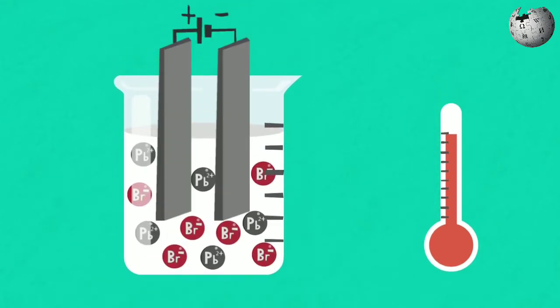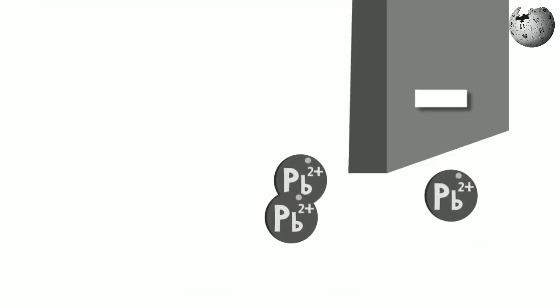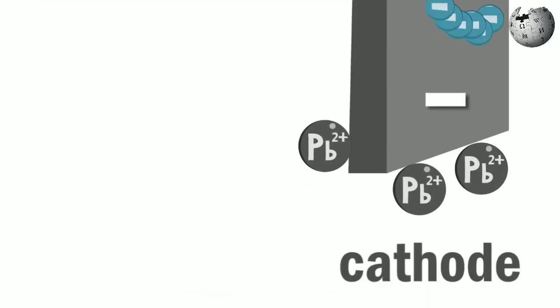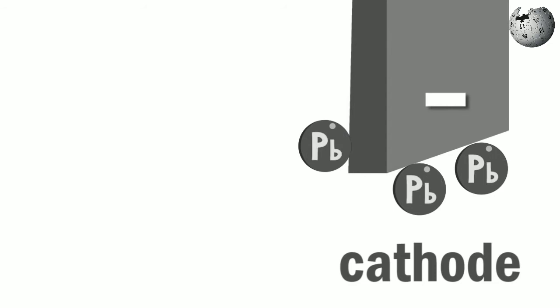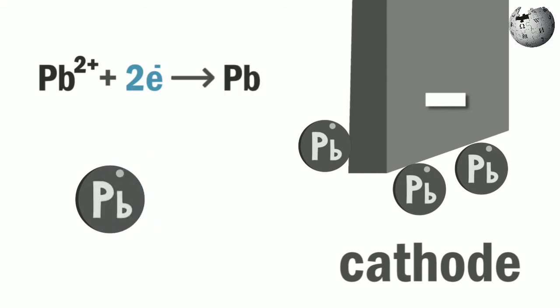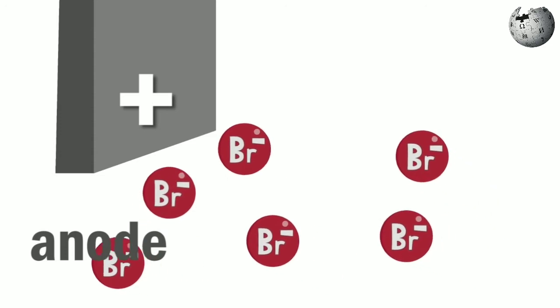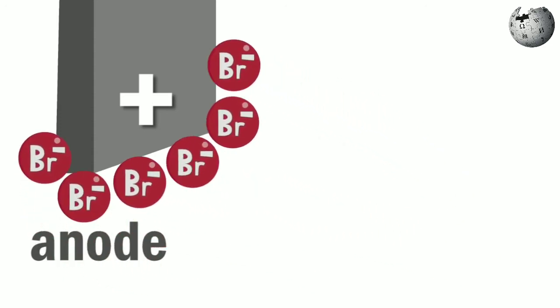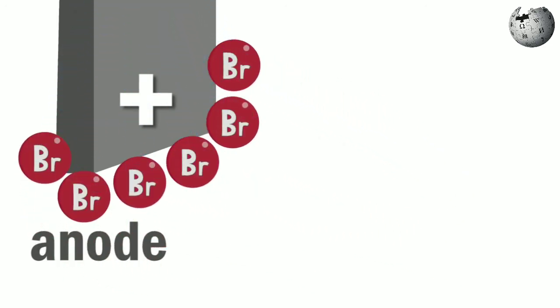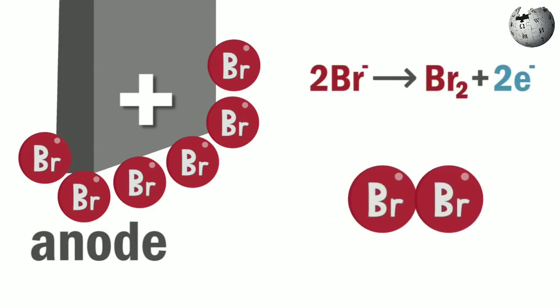When the electrodes are connected to a DC power source, the lead cations will be attracted to the negative cathode, where they will gain the electrons and become lead atoms. And in this case, each cation requires 2 electrons to neutralize the 2+ positive charge. At the anode or positive electrode, the bromide ions will each lose a single electron and become bromine atoms. And like the chlorine atoms, they will pair up to form bromine molecules.